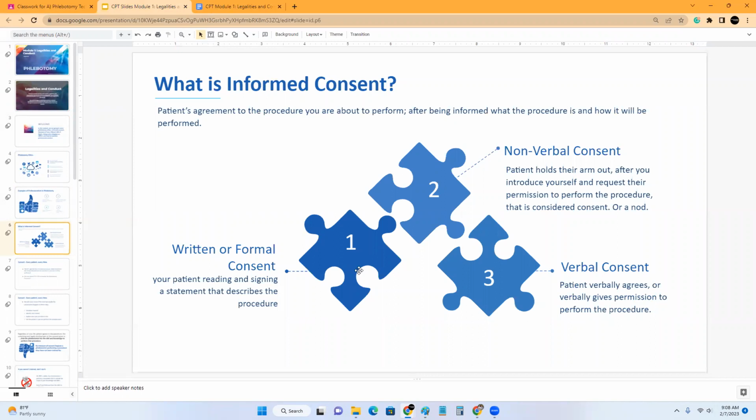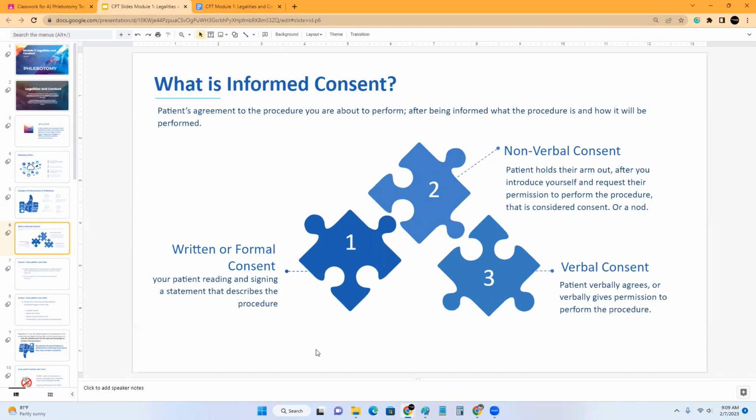On to informed consent. Your patient must agree to the procedure that you're about to perform, and they must know what you're going to be doing. Talk to them through it. As you're doing different steps, you can talk to them.